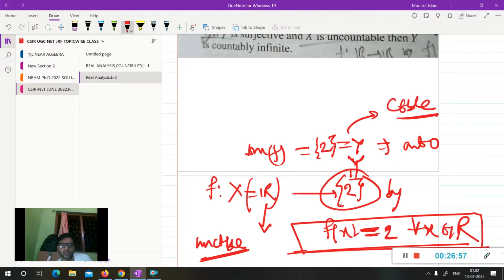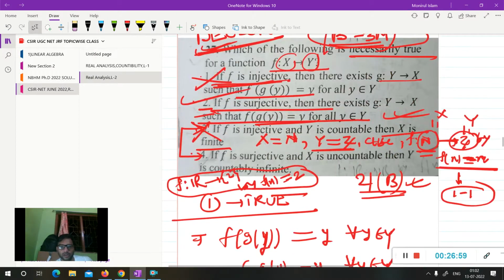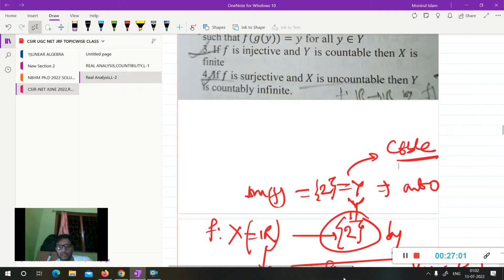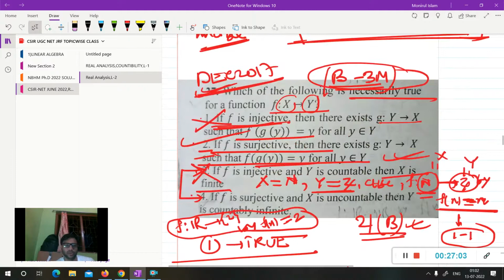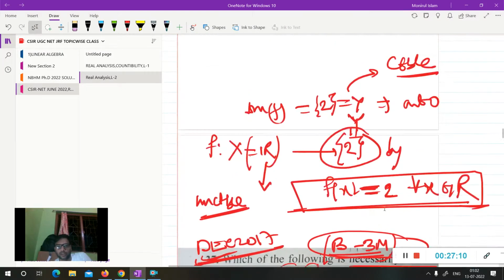It is not uncountable infinite. The option is saying it will be uncountable infinite. No, it is countable finite, only one element. So this option is also incorrect. So in this question, the correct answer will be option 2.